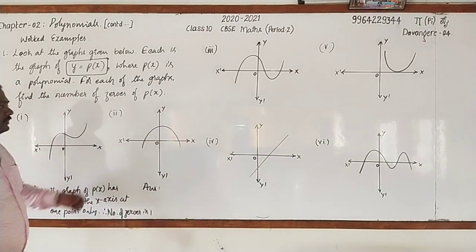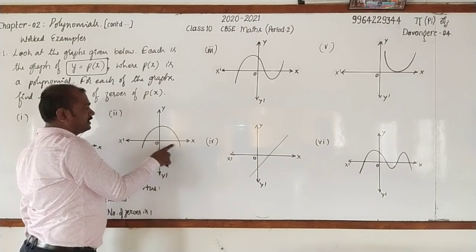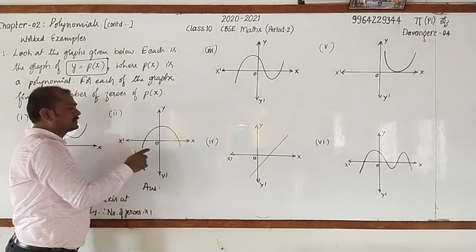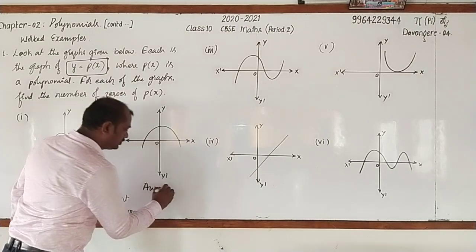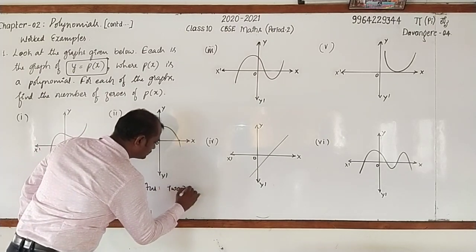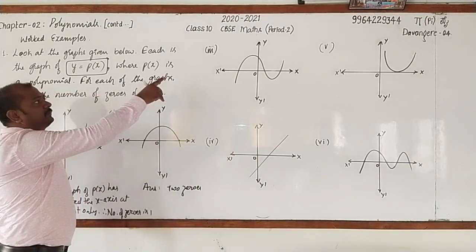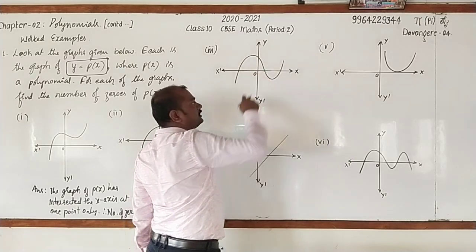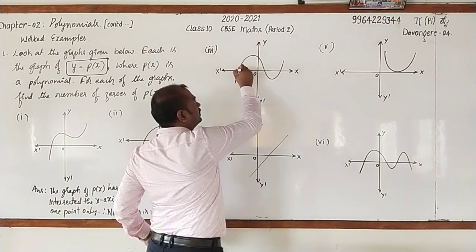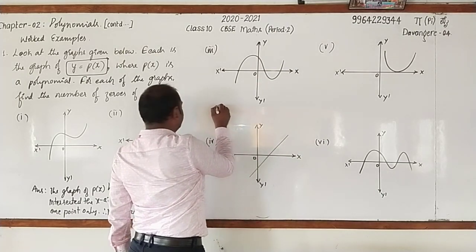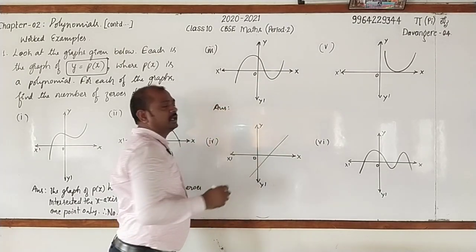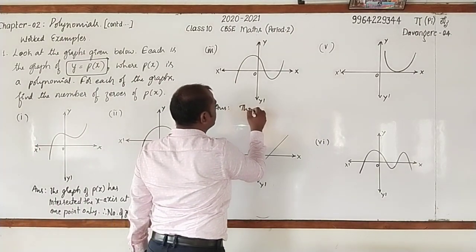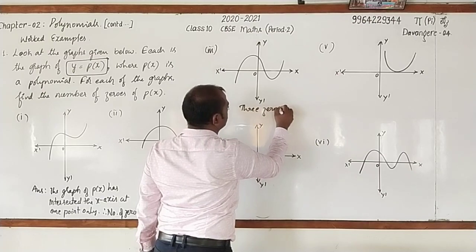How many zeros does the second graph have? Second polynomial has 2 zeros because its graph has intersected the x-axis at 2 distinct points. So, 2 zeros. Observe the graph of the third polynomial. Here, the graph has intersected the x-axis at 3 distinct points. Hence, we can say that it has 3 zeros. Here I am writing the number of zeros, it is 3 zeros.